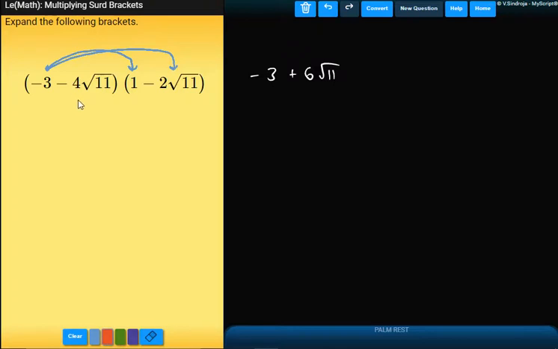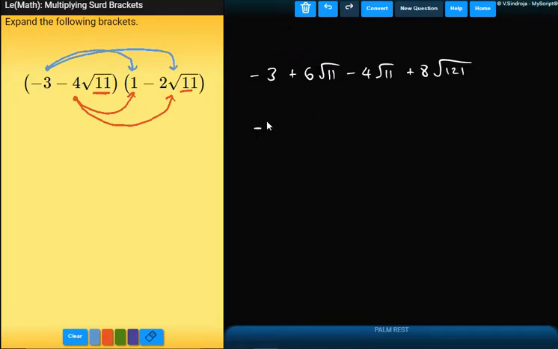So we're going to do minus 4 root 11 times 1, which is minus 4 root 11. And then minus, this is where it gets a bit tricky: minus 4 root 11 times minus 2 root 11. First of all, it's going to be a positive. The 4 is going to multiply the 2 to give you 8. The surd is going to multiply the surd to give you root 121. Now we need to simplify.